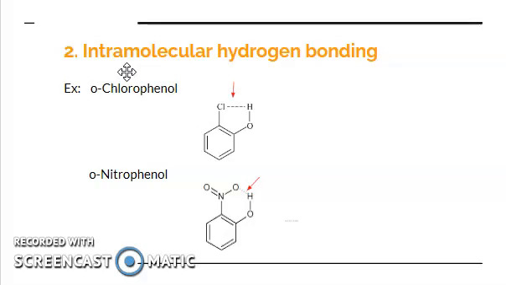Intramolecular hydrogen bonding: the same between the electronegative atom and hydrogen, but these two atoms both exist in the same molecule, in the same compound. And I'm showing here with the arrow, and here also. Two examples: orthochlorophenol and orthonitrophenol. Intramolecular hydrogen bonding.